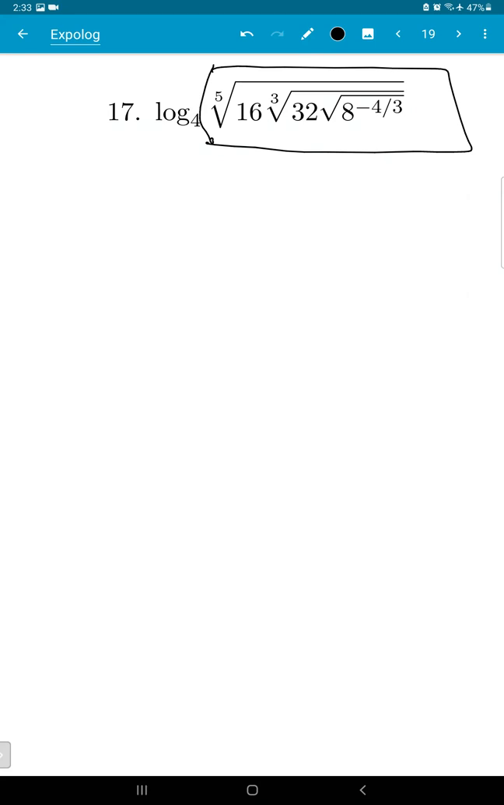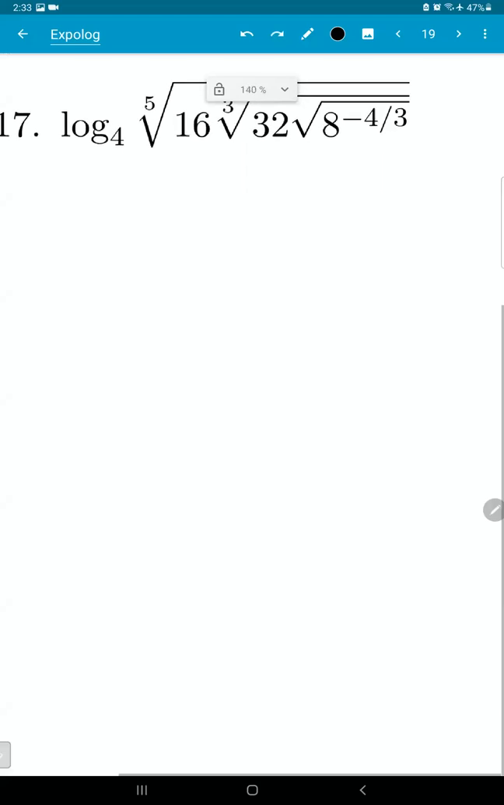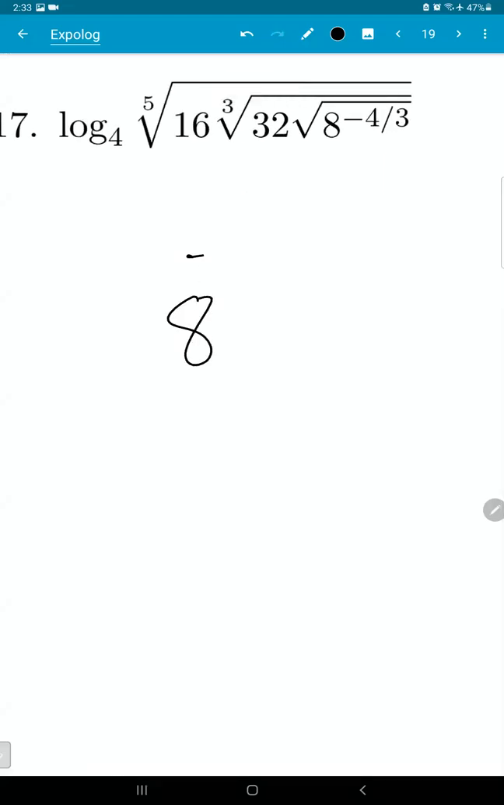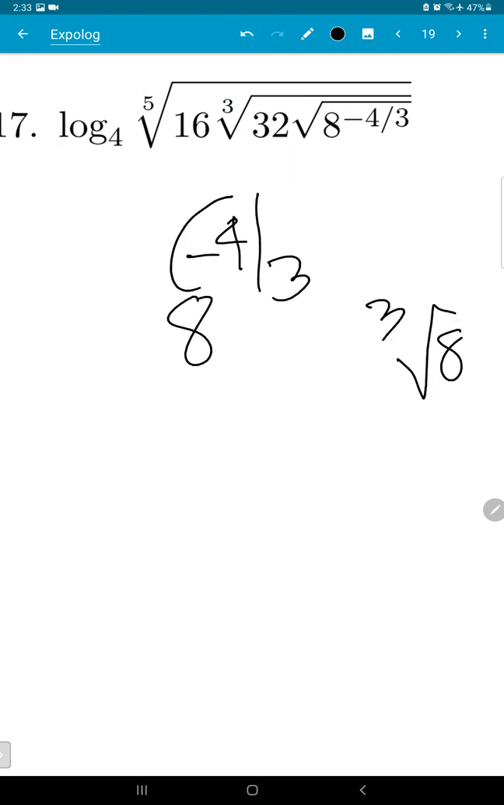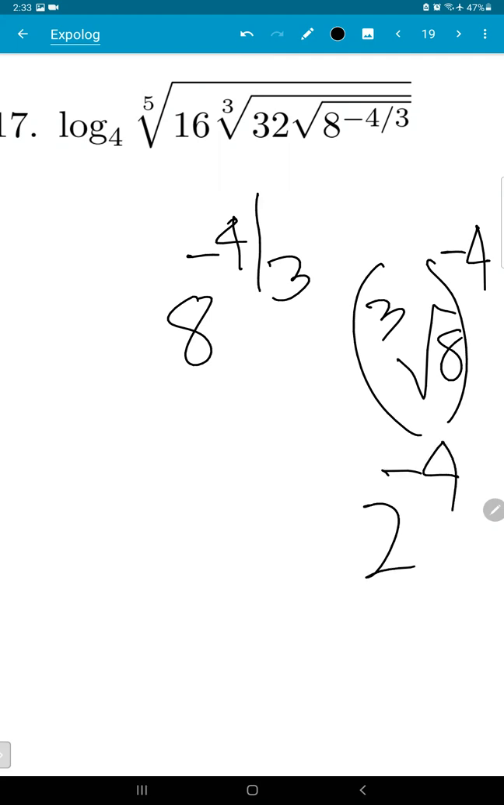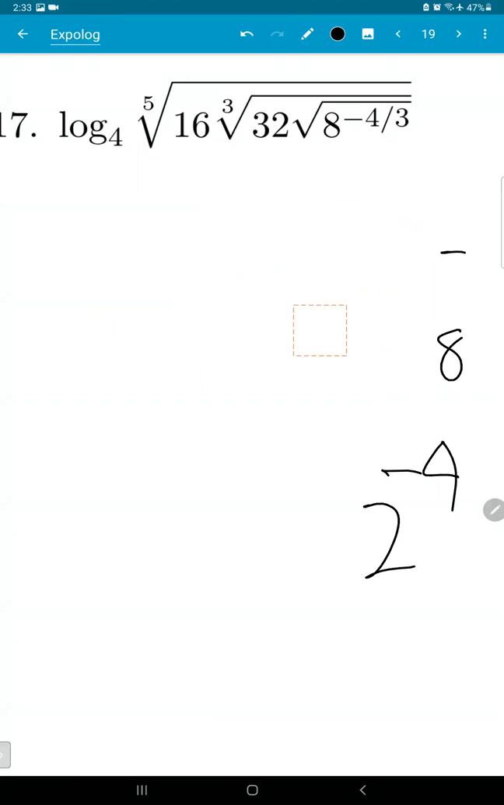Okay, correct, 1/2. So ito muna, no? 8 to the negative 4 over 3. This is the index, so that's cube root of 8. Cube root of 8 is 2, so 2 to the negative 4. We won't evaluate that. So 2 to the negative 4.